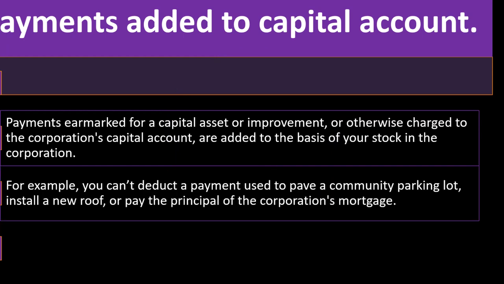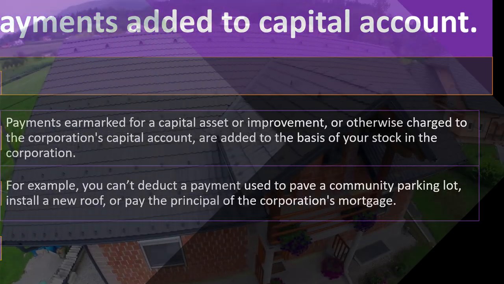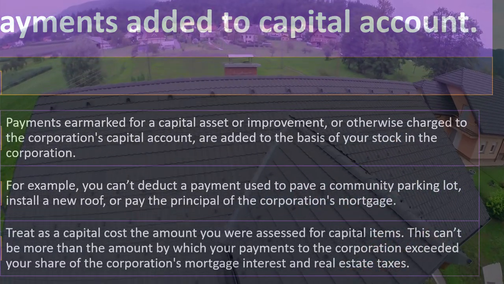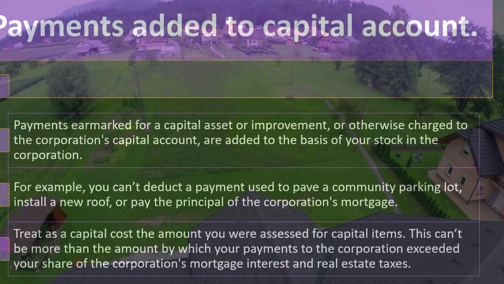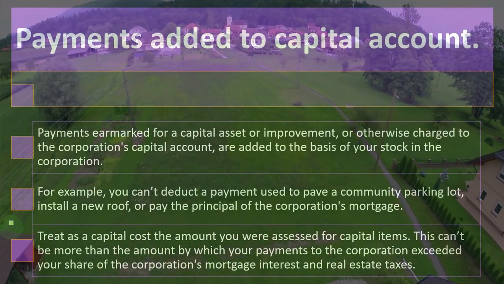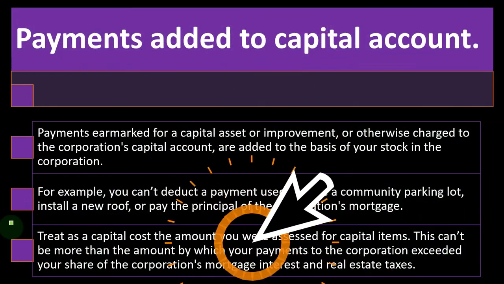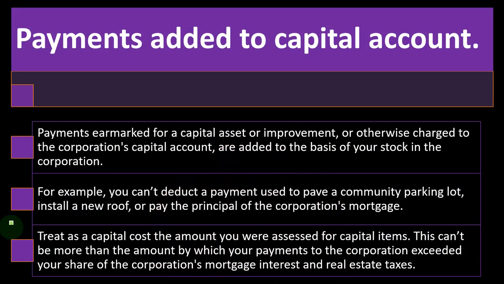For example, you can't deduct a payment used to pave a community parking lot, install a new roof, or pay the principal of the corporation's mortgage. Treat as a capital cost the amount you were assessed for capital items. This can't be more than the amount by which your payments to the corporation exceeded your share of the corporation's mortgage interest and real estate taxes.